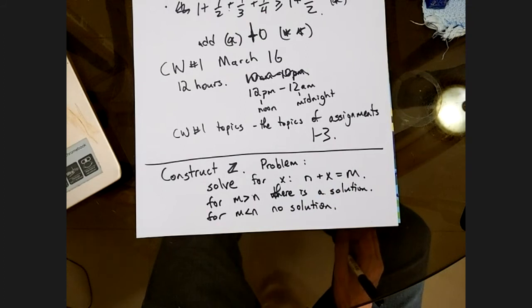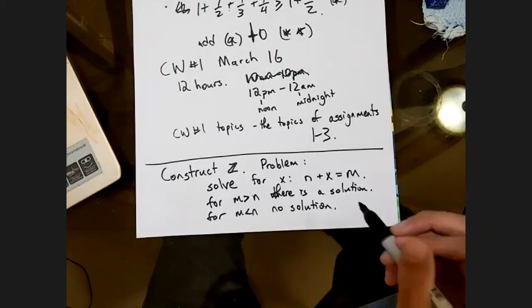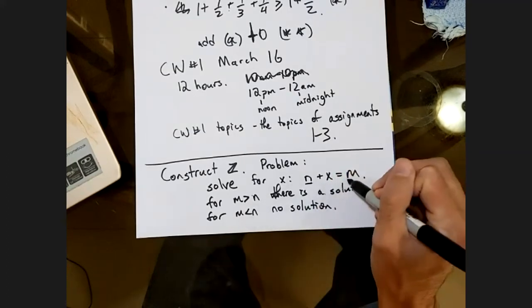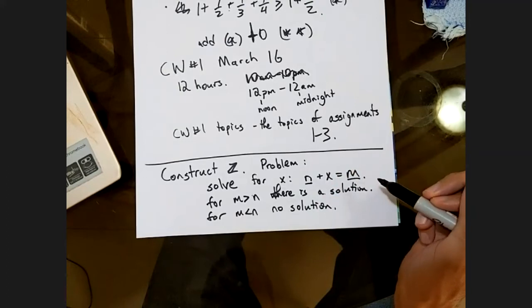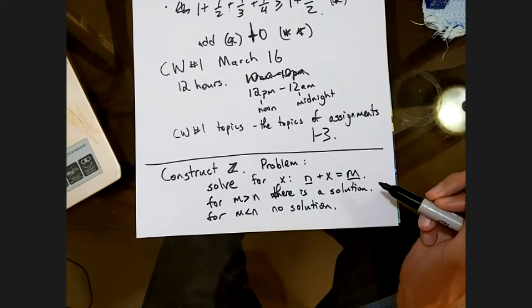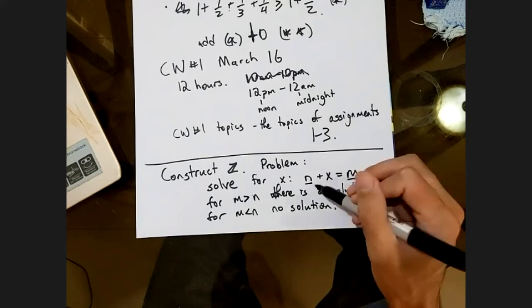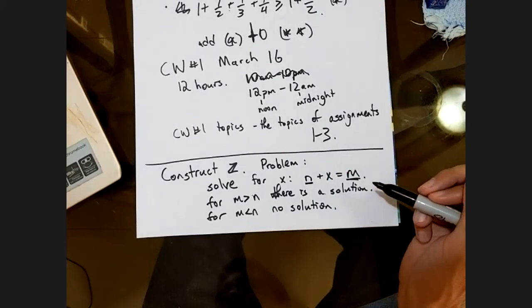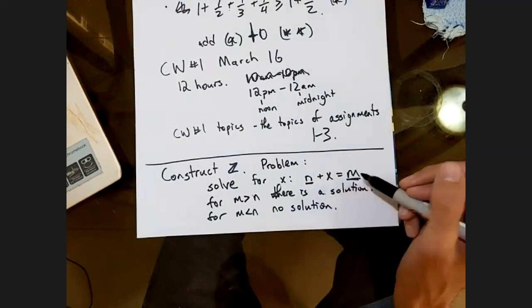Okay, so this is a typical algebra thing. We have no solutions, but we want to make up some. Whenever there's no solution for x, we look at the ordered pair of n and m, whether or not there is a solution.